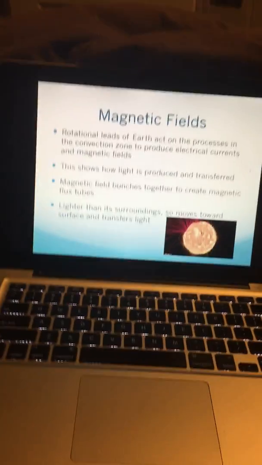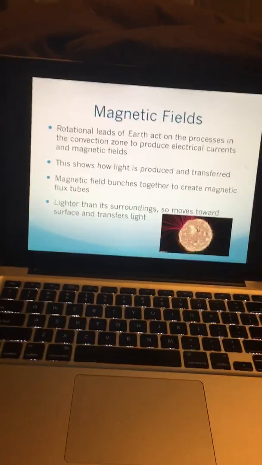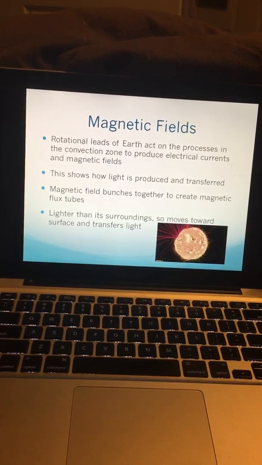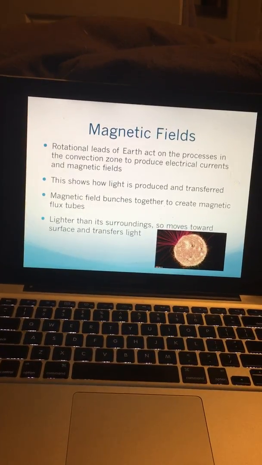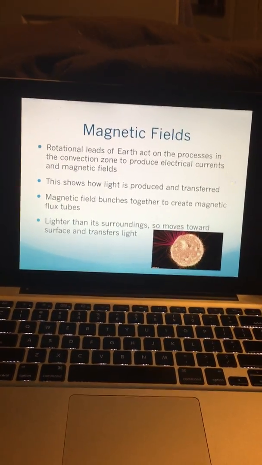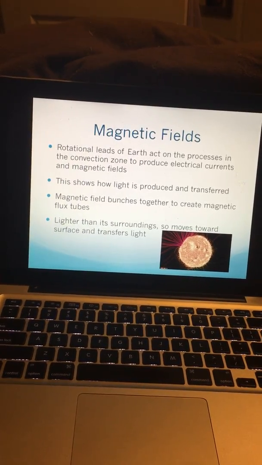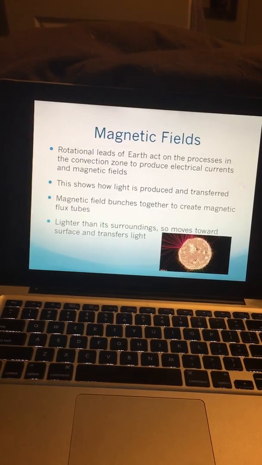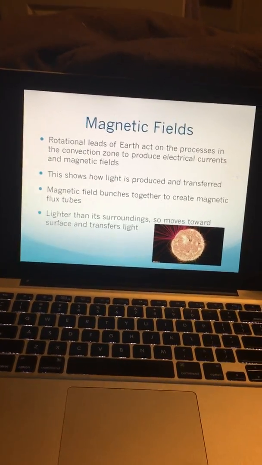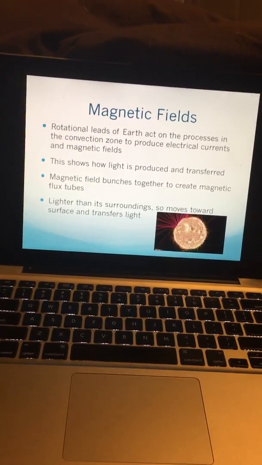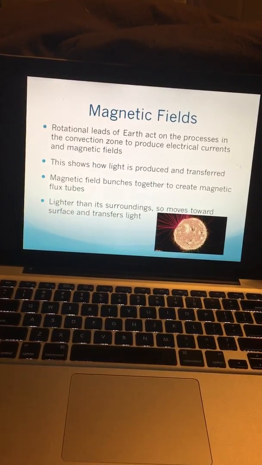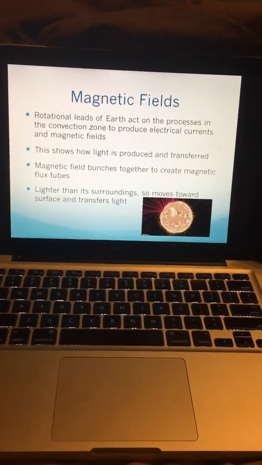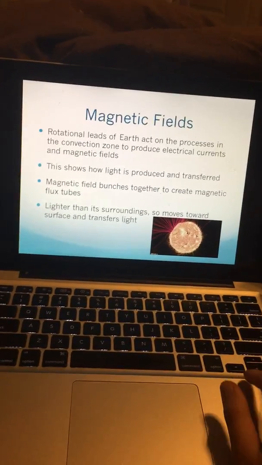The rotational leads of the Earth act on the occurrences in the convection zone, which results in the production of electrical currents and the creation of magnetic fields. This shows how light is produced and transferred. This newly created magnetic field bunches together to create magnetic flux tubes, which we have all learned about before. Because it is lighter than the surrounding atmosphere, it has a tendency to move toward its surface, and this results in transferring light.